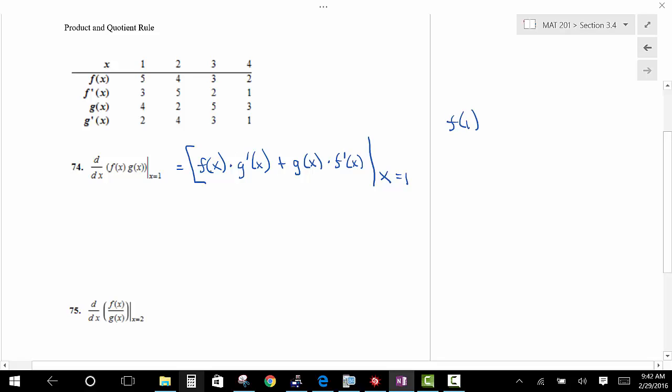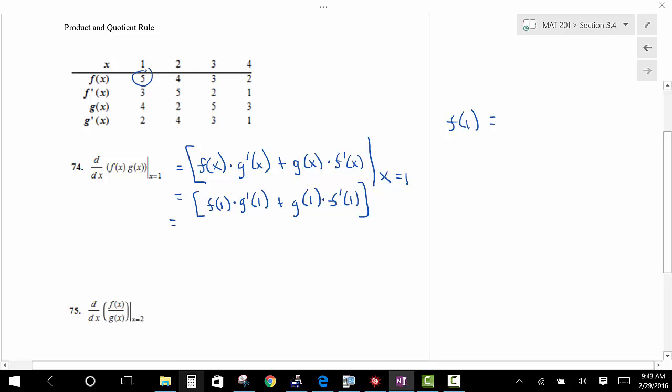Okay, now what we actually need to do in this problem is we need to figure out what f of 1 is. So I'm going to go ahead and write one more step and just write this as replace all the x's with 1. So we got f of 1 times g prime of 1 plus g of 1 times f prime of 1, like that. Now it's just a matter of going to your table. Okay, so locate what f of 1 is. What is f of 1 based on this table? It's what? 5?